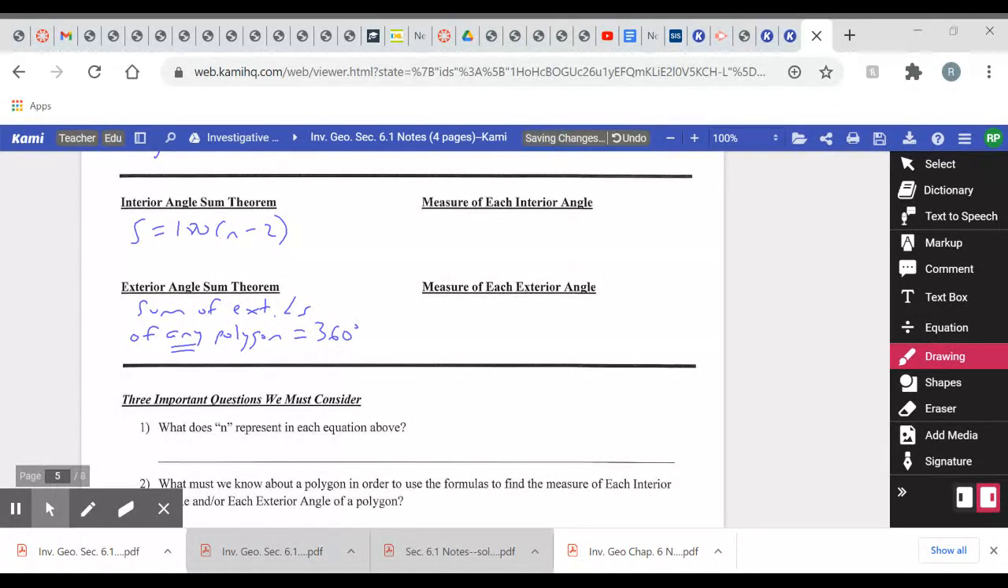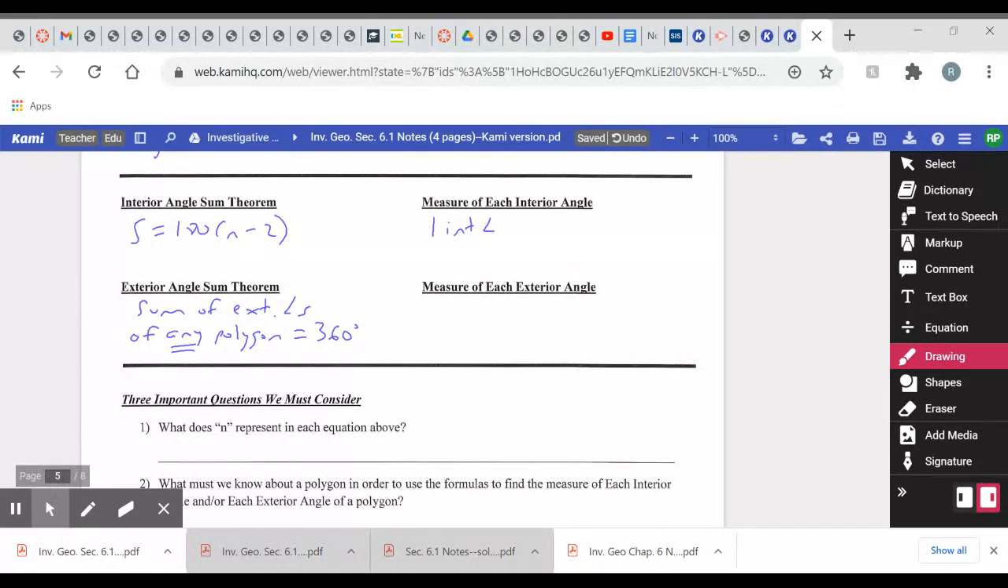Okay, now to get the measure of one interior angle, there are two different ways to do it. The way we just did it a minute ago is you could just subtract from the exterior angle. If you know the exterior angle, you can just do 180 minus the exterior angle to get the interior angle.